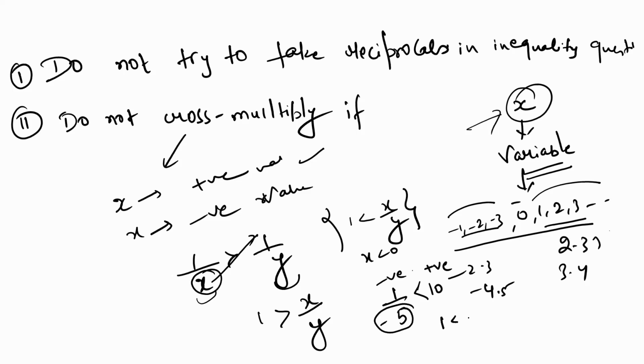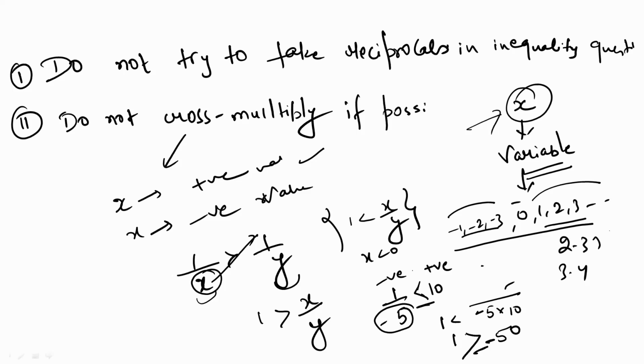You have a negative here. So -5 into 10, since you have multiplied by -5, so 1 is less than 50. The positive one will be bigger than the negative one. So see here, minus 50. So always do not try to cross multiply if possible.